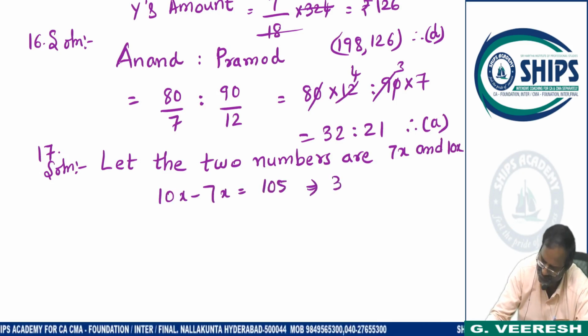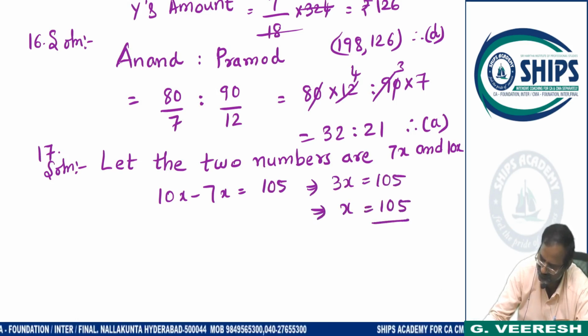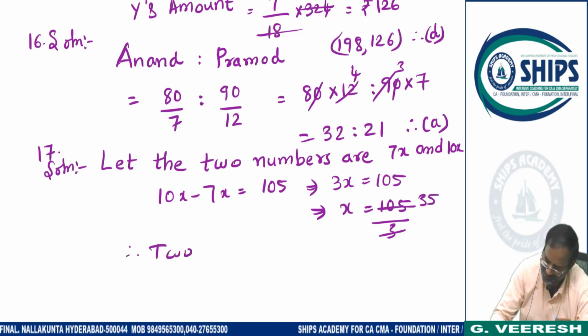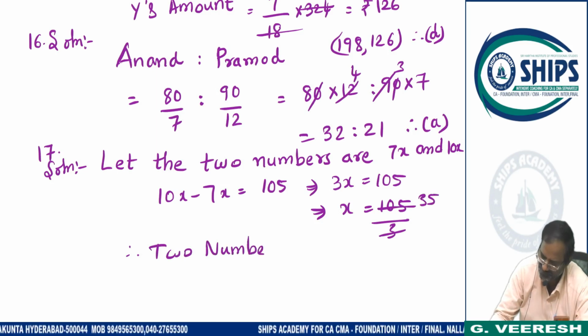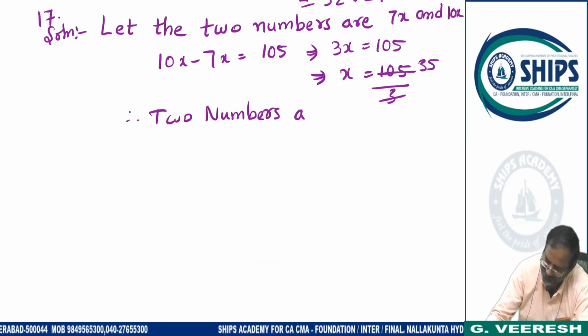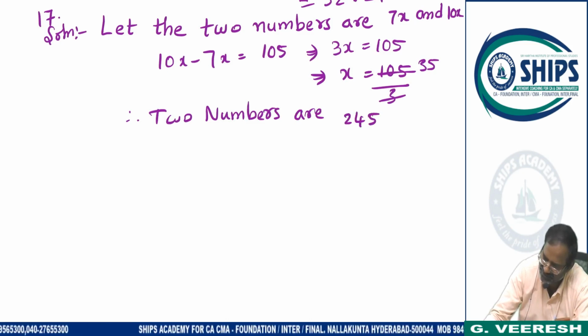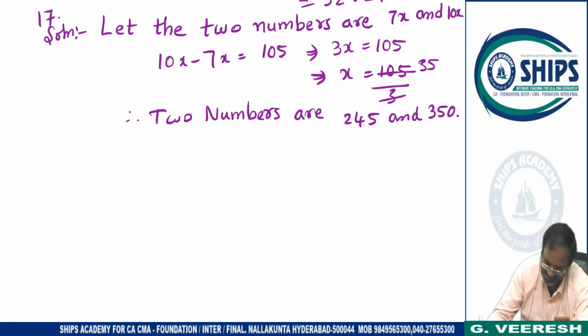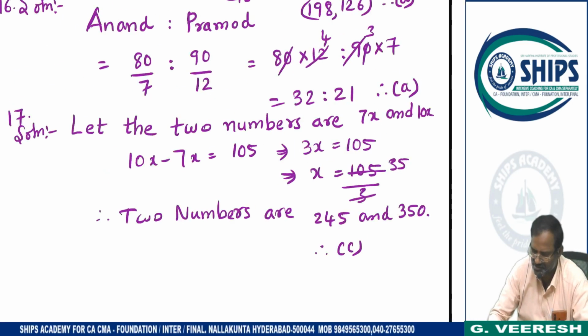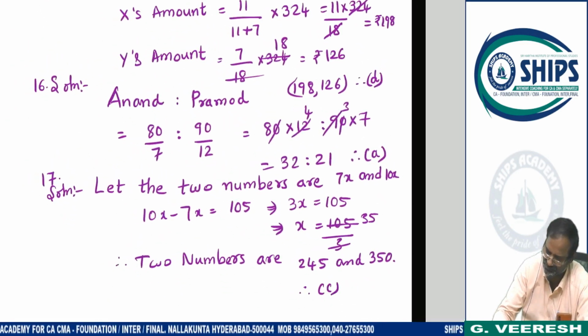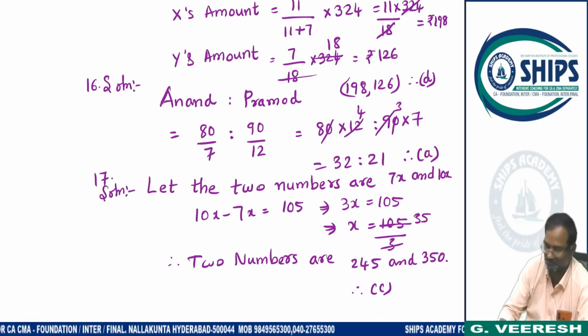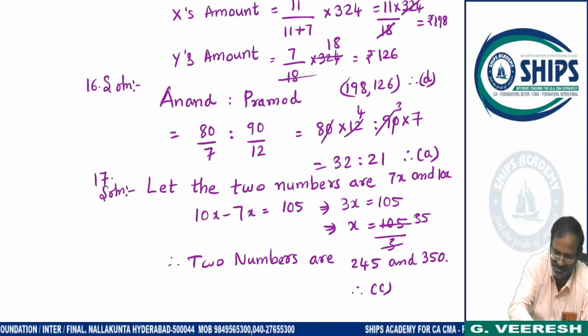105. So 3x is 105. x is nothing but 105 by 3. So it is 35. Therefore the two numbers are 7 into 35, how much? 245, and 350. So 245 and 350 means option C. So now you can write, those who want to write 16 and 17.